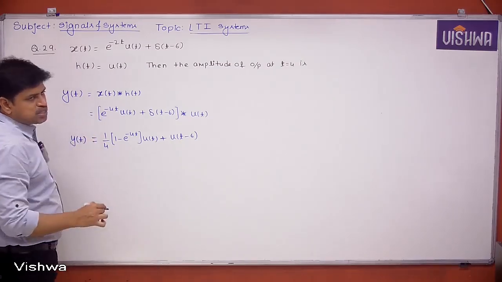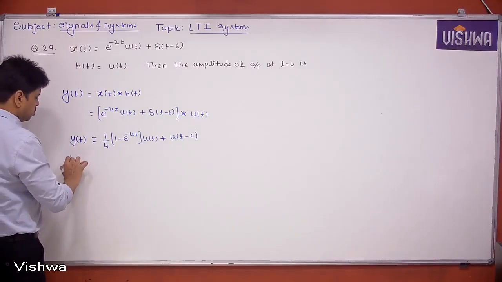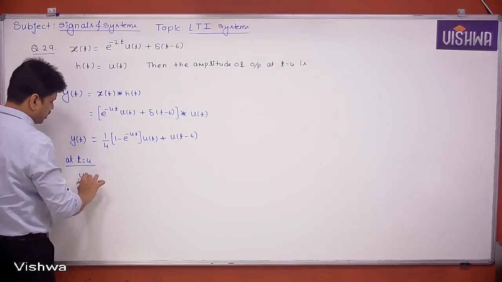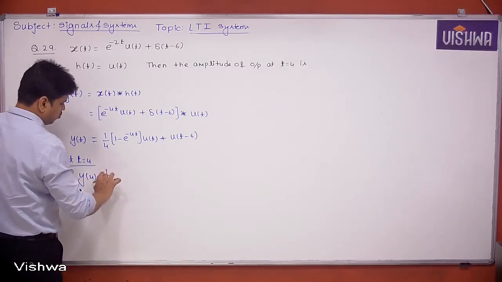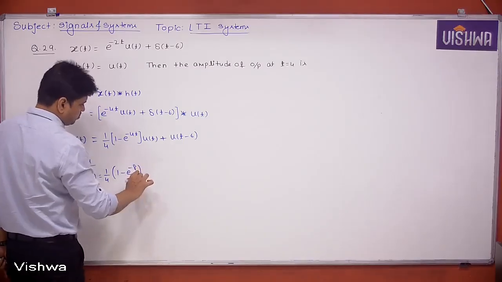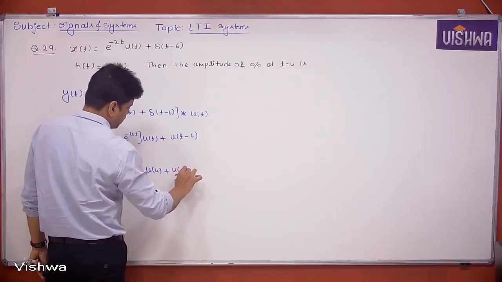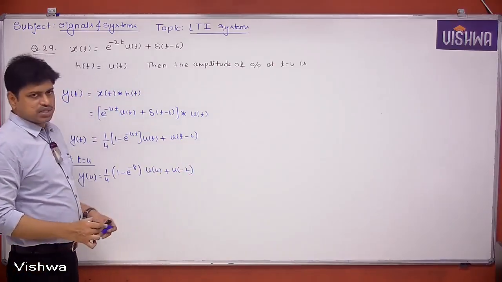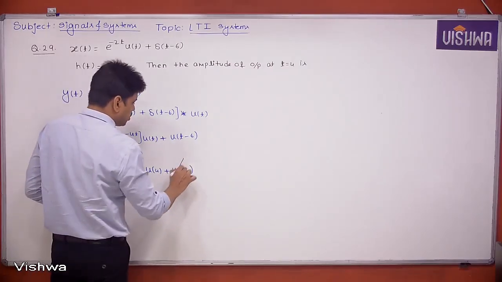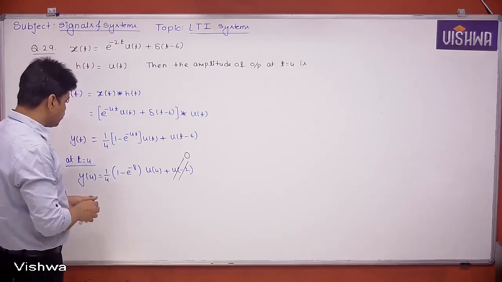Now at a particular instant t is equal to 4, we require to find out what the output is. So y of 4 is equal to 1 by 4 into 1 minus e power minus 8 u of 4, plus u of t minus 6, that is 4 minus 6, u of minus 2. U of minus 2 will become 0 because the step function for negative values is 0. Then finally what are we left with?